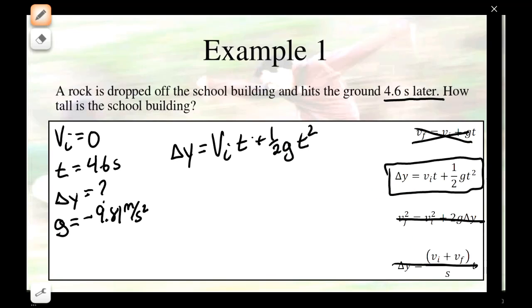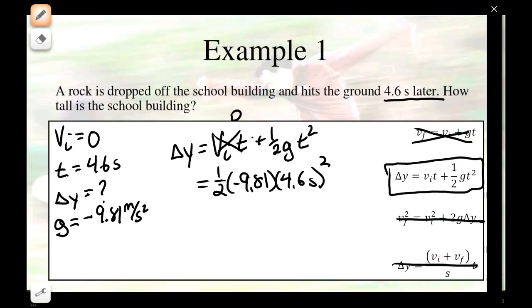So filling in, I know that my initial velocity is 0, so that whole term is 0. I'm going to be left with 1/2 times negative 9.81 times my time squared, so that's 4.6 seconds squared. Now let me grab a calculator real quick, and I'll type this in as 0.5 times negative 9.81 times 4.6 seconds squared.